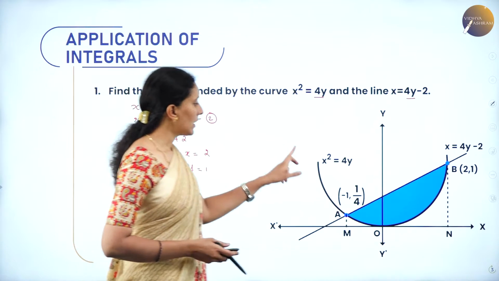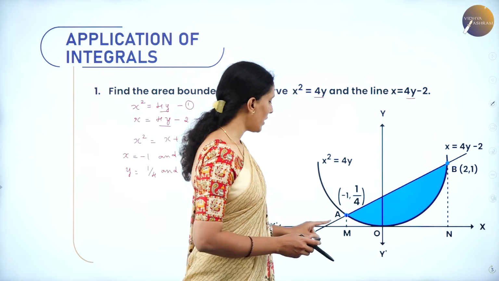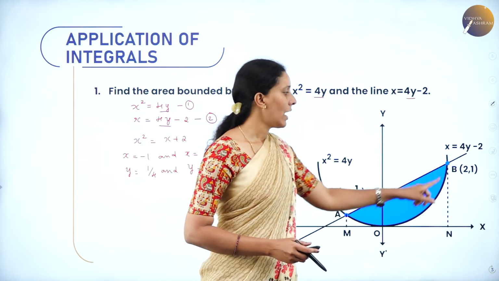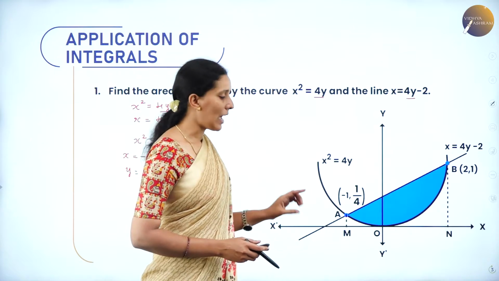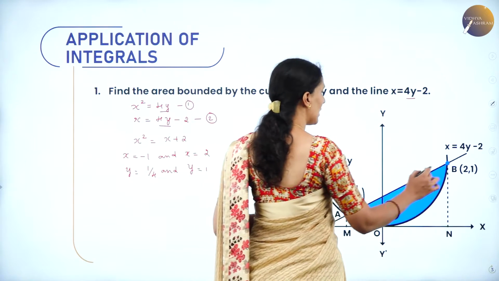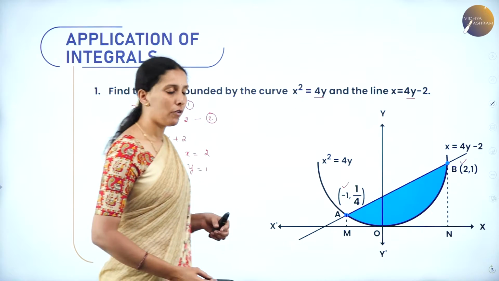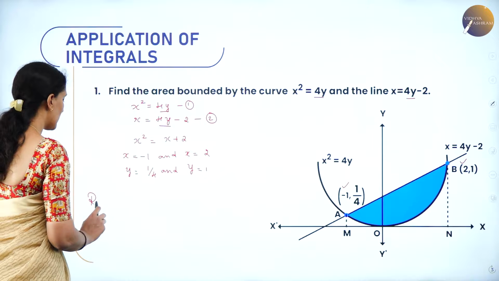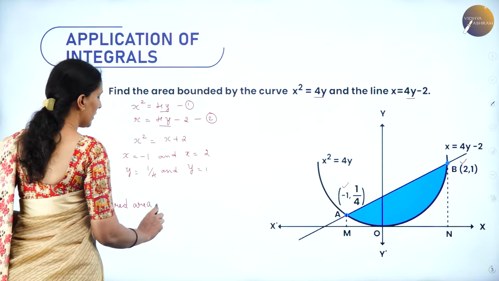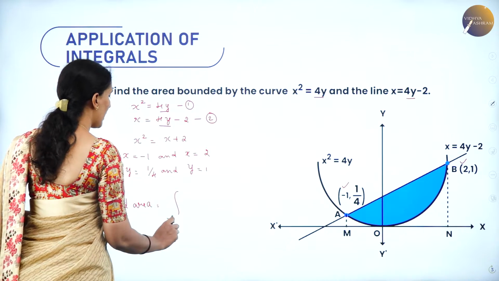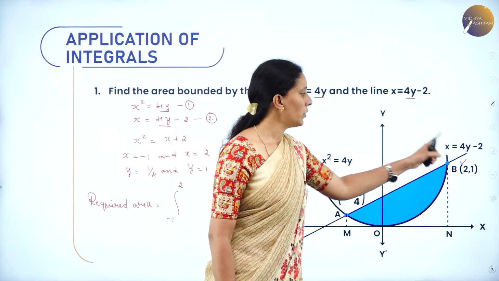So therefore, the curve or the parabola and the line touches at 2 points. One is minus 1 comma 1 by 4, another one is 2 comma 1. Hence, the limits with respect to x are, you are taking only the x coordinate as the limit. So therefore, the limits are from minus 1 to 2 here. So therefore, the required area here is from minus 1 to 2.